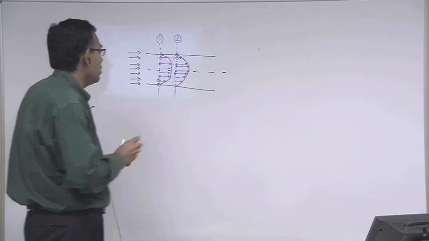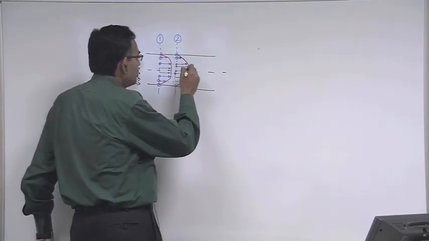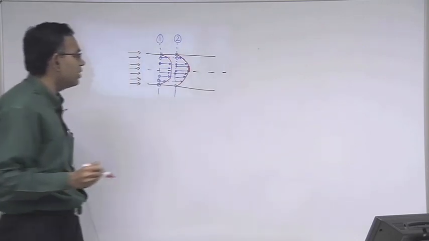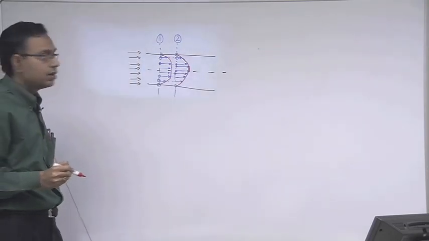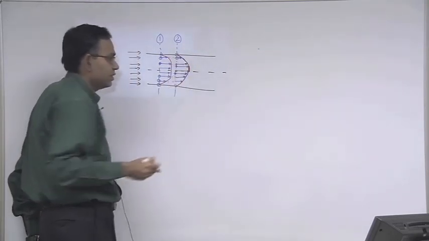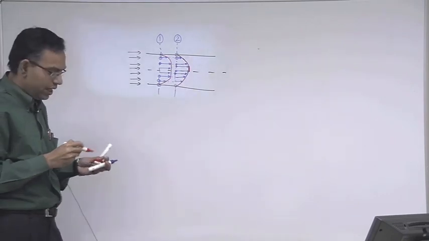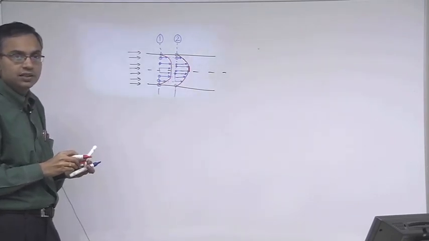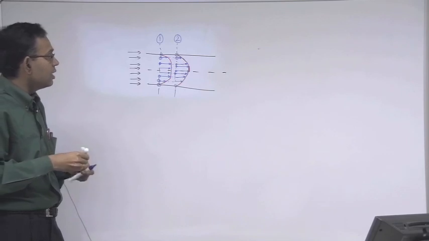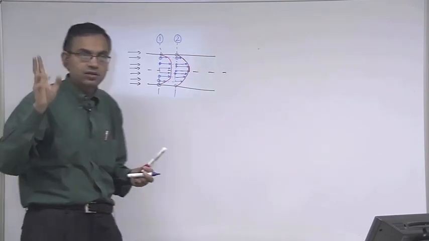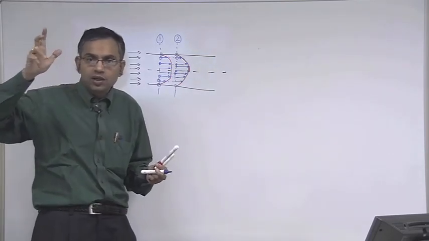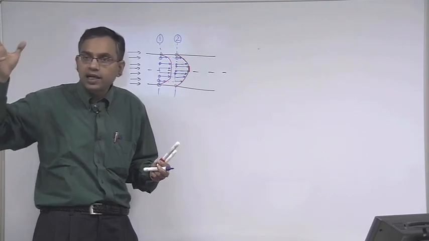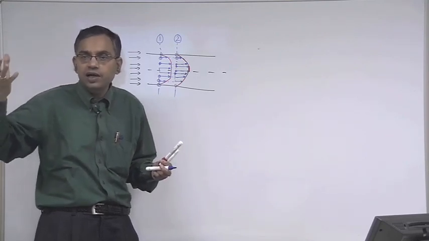So, the velocity profile shows that there is a section over which the velocity profile is uniform, but beyond that there is a variation. So, we can demarcate the flow field into two parts. One portion where there is a velocity gradient. Why is there a velocity gradient?